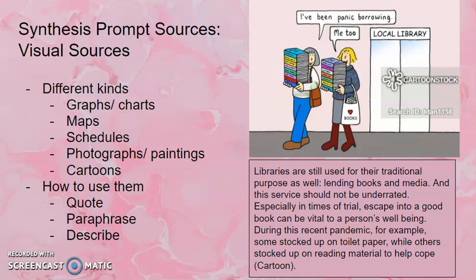You can cite it with the source, right? Source A, source B, source C, or you can cite it with whatever they put in those parentheses. So usually in the visual sources, they'll put what kind of visual source it is. Maybe photo, cartoon, graph, map, whatever it is. So that's an example of a political cartoon or cartoon.